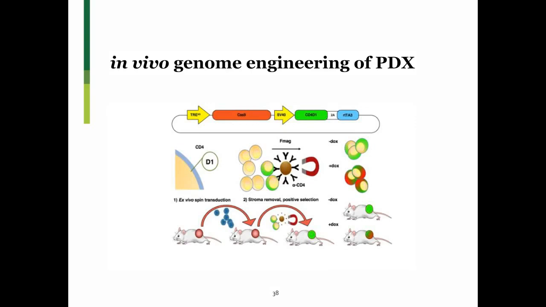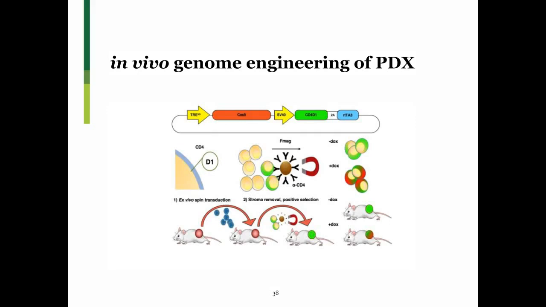And so we created a new type of reporter that's a CD4 protein that is truncated to have only domain 1 and 2. And what this allows us to do is use superparamagnetic beads to pull out the cells that express this truncated CD4. At the bottom here, I'm just showing a schematic of how this experiment would work.